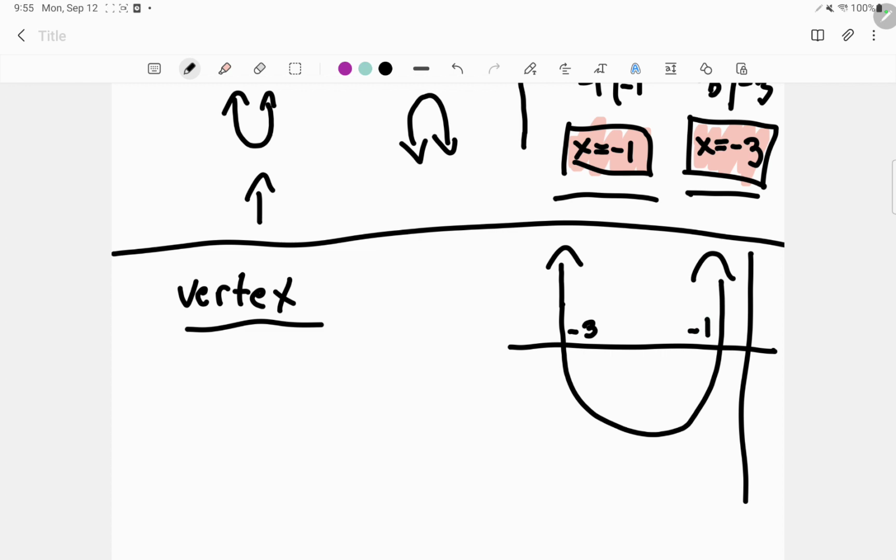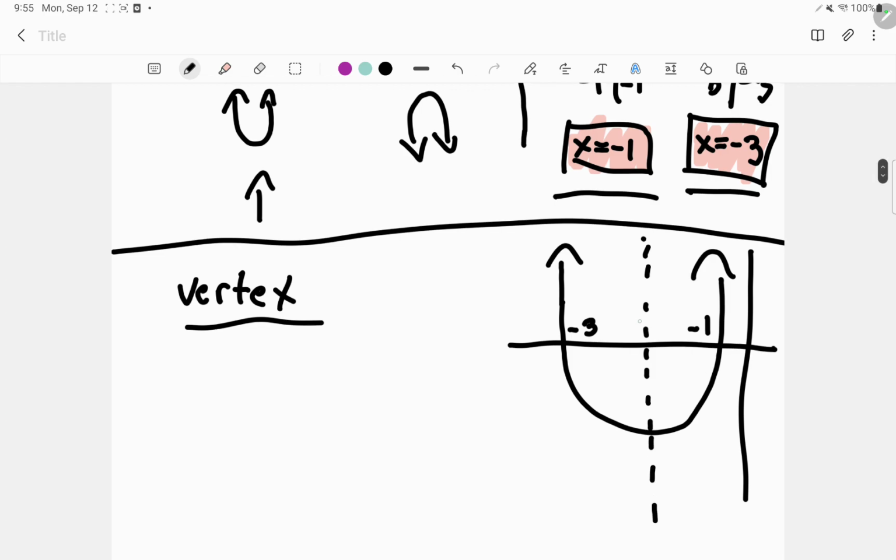Okay, so now what we're trying to figure out is what is in between my negative 3 and my negative 1. So guess what? Right here, the middle. The middle distance between negative 1 and negative 3 is going to be negative 2, because that's the number that's literally in between negative 3 and negative 1. So that's actually going to be the x for my vertex. Okay? That's how we find the first one.